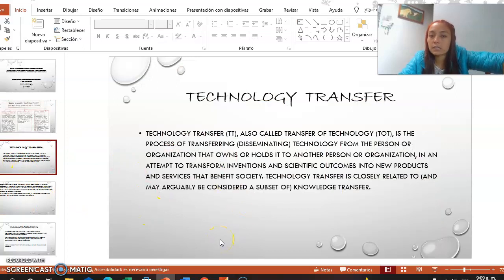Technology transfer. Technology transfer, also called transfer of technology, is the process of transferring technology from the person or organization that owns or holds it to another person or organization, in an attempt to transform inventions and scientific outcomes into new products and services that benefit society. Technology transfer is closely related to, and may arguably be considered a sub-set of, knowledge transfer.